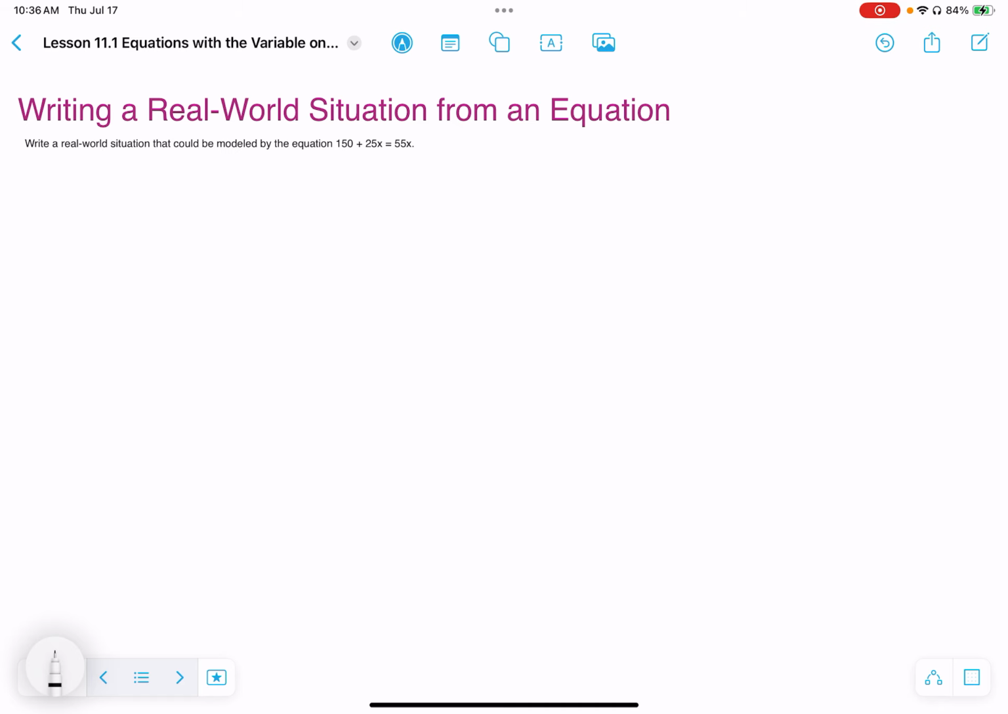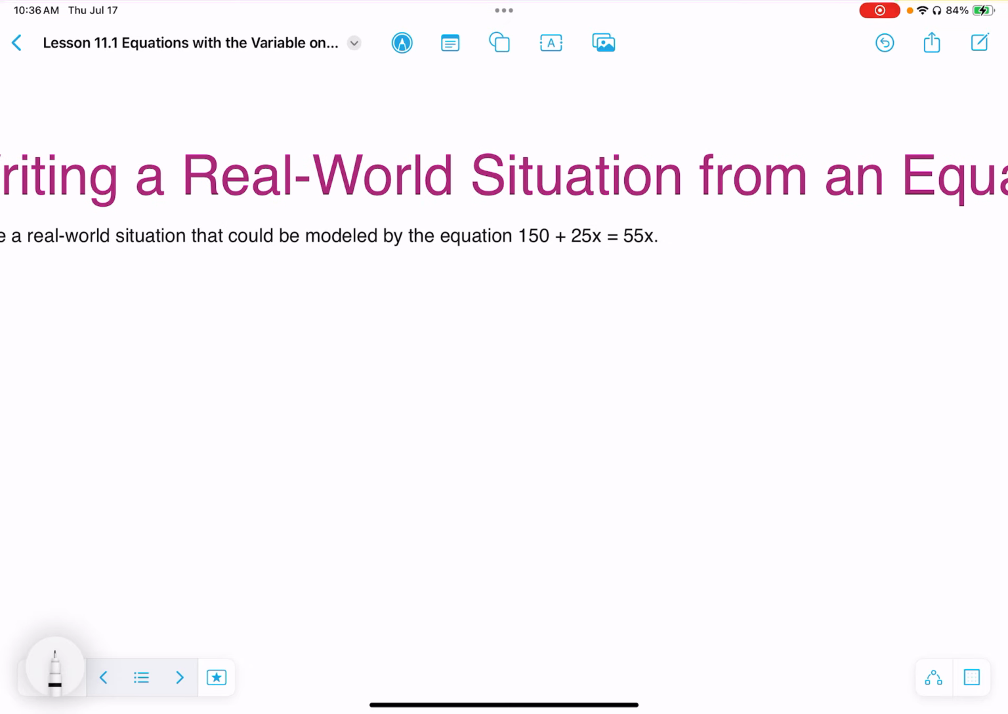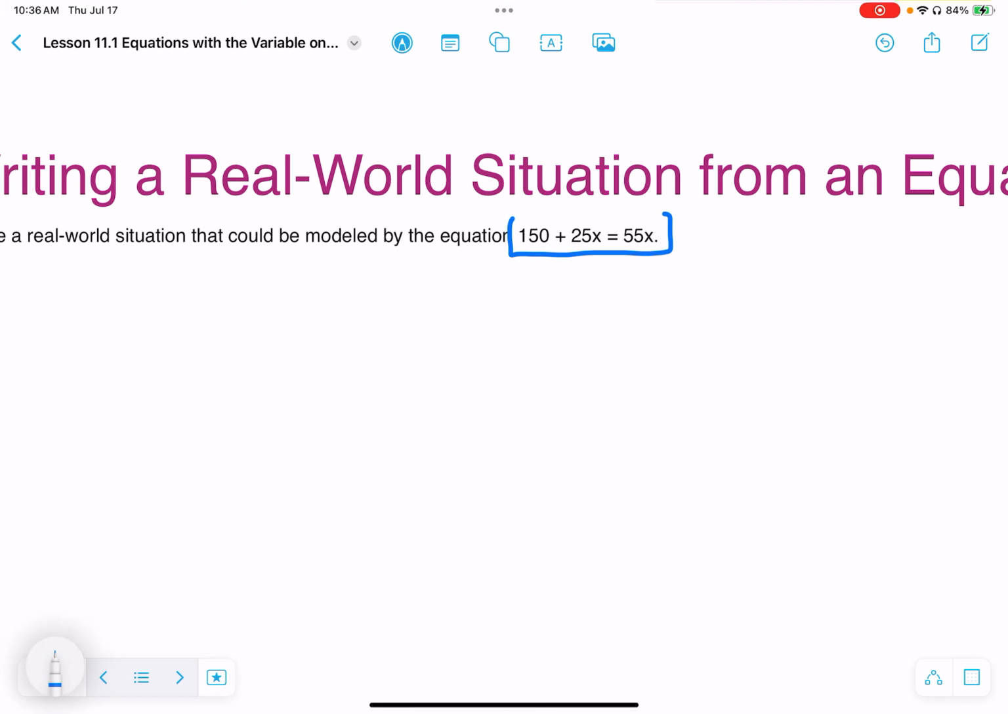So here's not an equation. Sorry, I'm terrible at English. Here's an equation. Can we write a real world situation, a word problem, that would work with this equation?